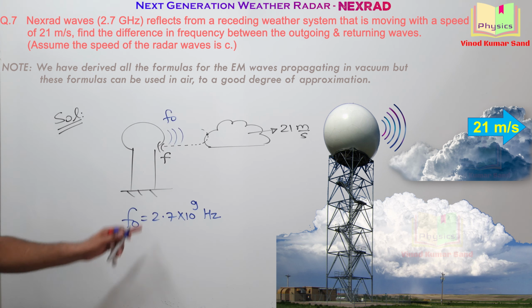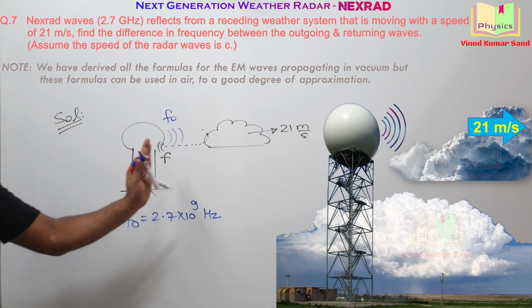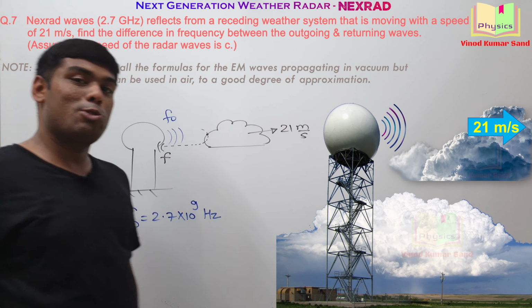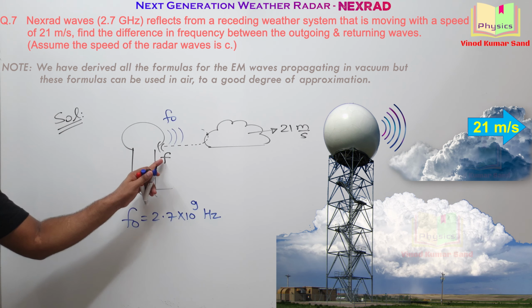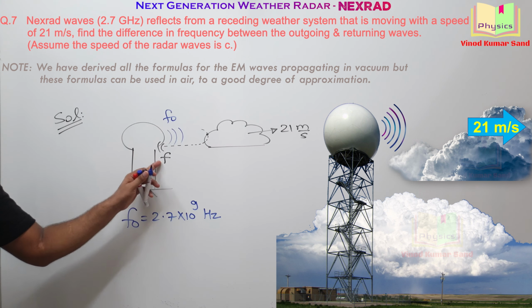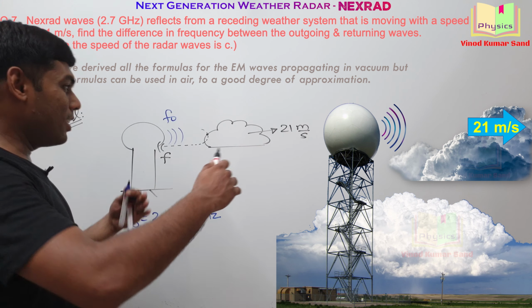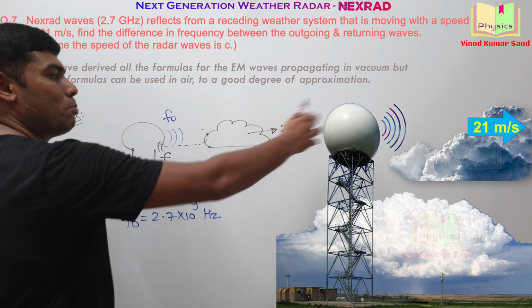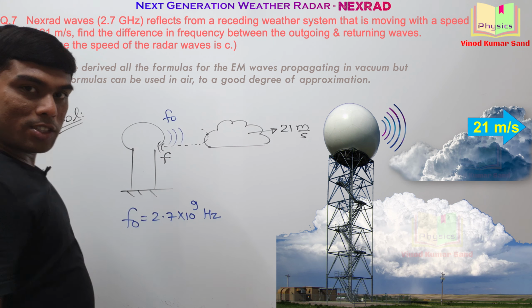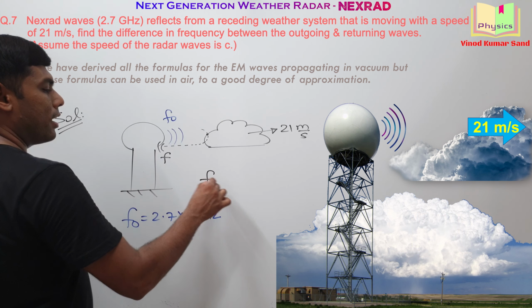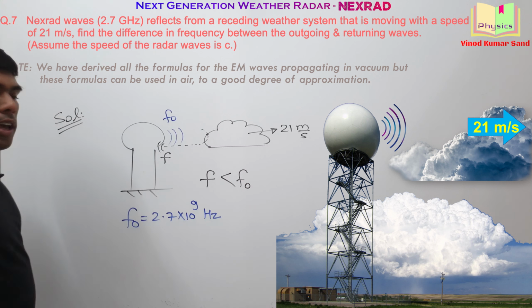This time, which will be greater, f or f0? Radar system is detecting that the clouds are moving away, so the received frequency should actually be less. Okay, the source and the observer are actually getting separated. So I should write here that f is less than f0. You get this? Now calculation is pretty simple.